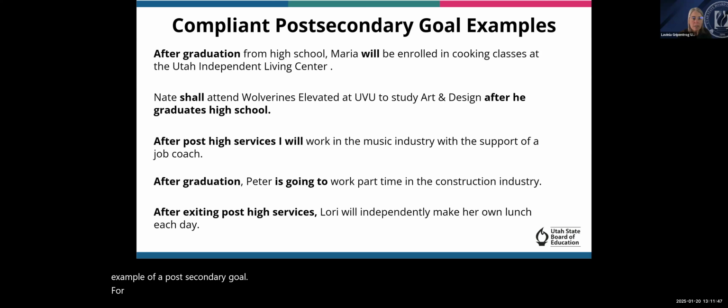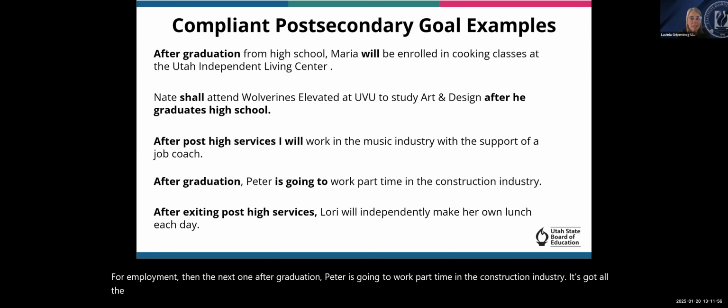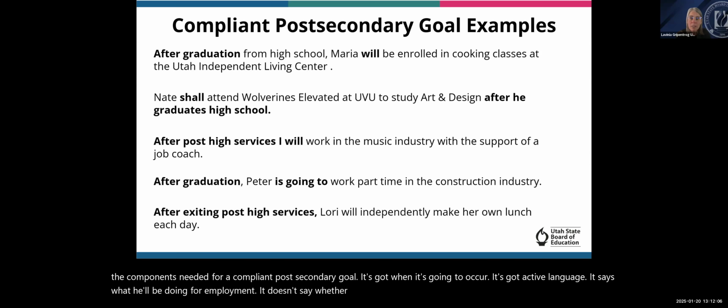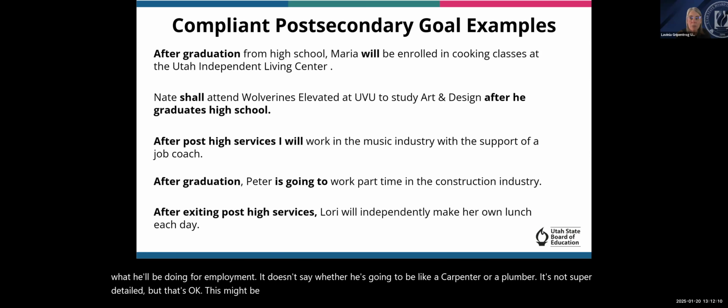Then the next one: after graduation, Peter is going to work part-time in the construction industry. It's got all the components needed for a compliant post-secondary goal. It's got when it's going to occur. It's got active language. It says what he'll be doing for employment. It doesn't say whether he's going to be a carpenter or a plumber. It's not super detailed, but that's okay. This might be a younger student that just knows he wants to work in the construction industry, but hasn't narrowed it down yet. So that's acceptable.